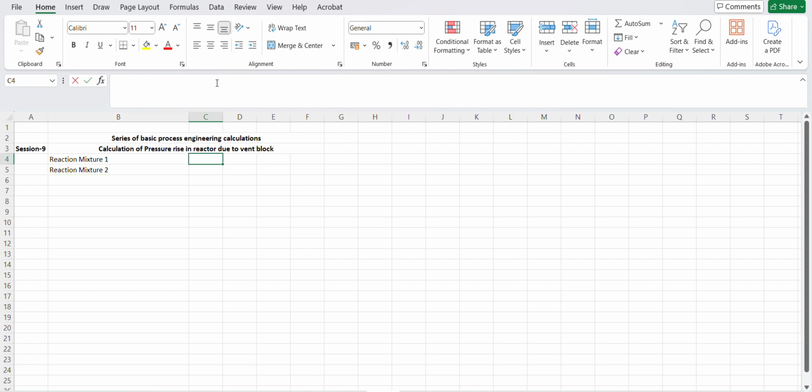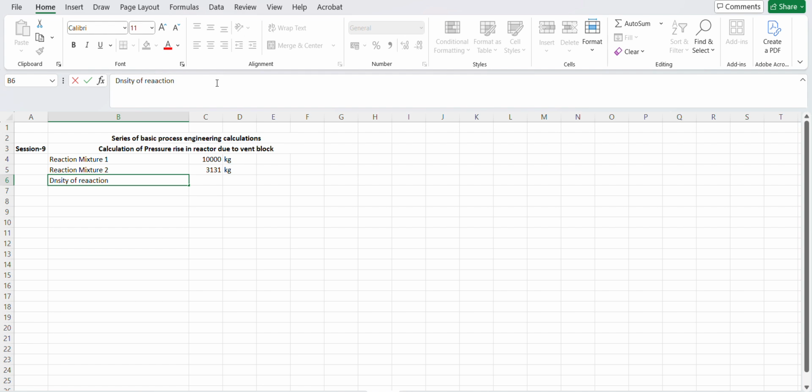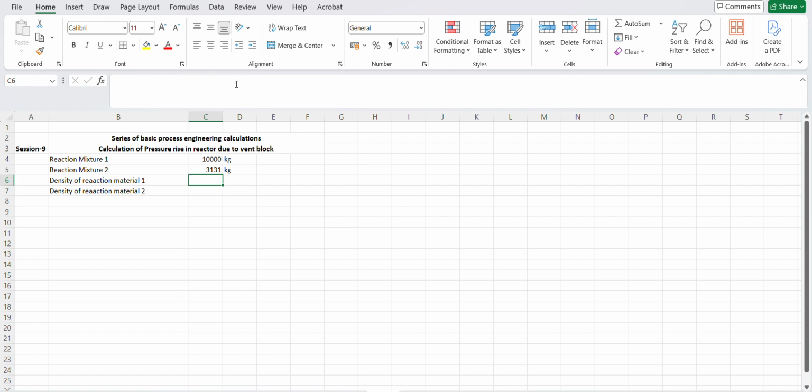Reaction mixture 1 contains the limiting reagent. Here we assume 10,000 kg of material 1 and 3131 kg of material 2. Then the density of reaction material 1 and the density of reaction material 2. To calculate the pressure rise in this case we have to follow the ideal gas law, and to follow that we need some data. So we input the density of the materials in kg per meter cube for both of the materials.